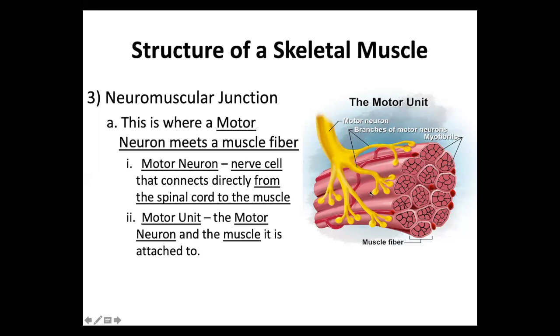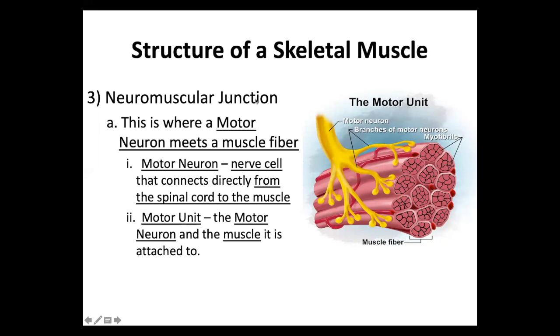forms what we call the motor unit. The neuron and the muscle working together is the motor unit. At this point, guys, you are probably very confused. That's because everyone gets confused by this. So let me point it out very slowly for you. Neuron and muscle working together is the motor unit.